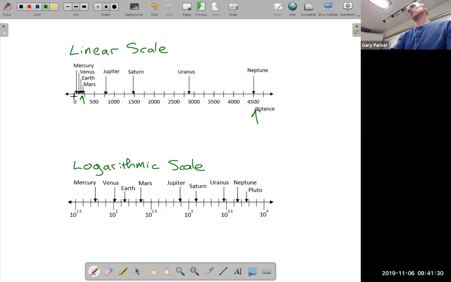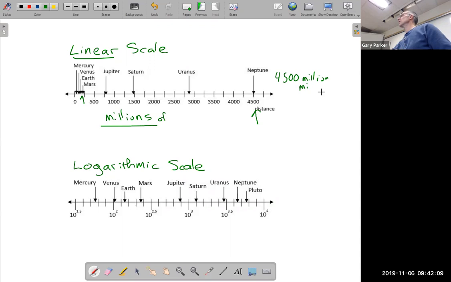So sometimes, to compare things that are vastly different, like the distance from Earth to the sun versus the distance of Neptune to the sun, instead of looking at the actual linear scale, what we do is look at the power of 10. So how do we get from this scale up top to this scale down here? If you consider Neptune is about 4,500 million kilometers away. These are in millions, by the way. Important. Million kilometers.